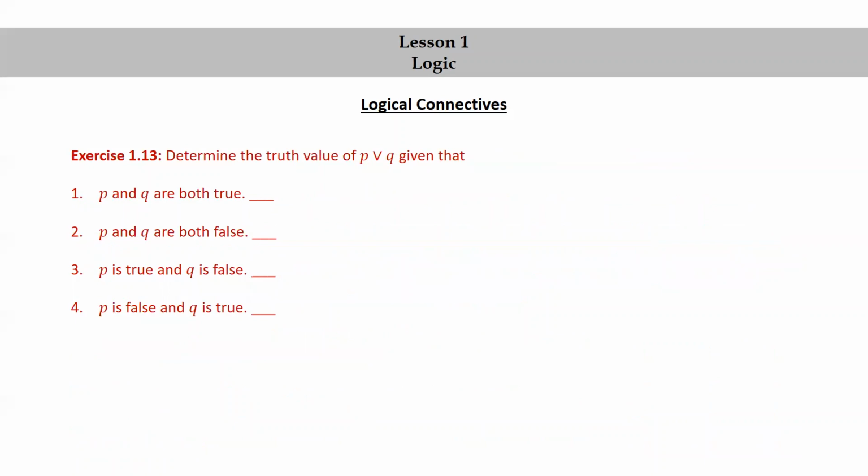Let's try another exercise. Determine the truth value of P or Q, given that P and Q are both true, P and Q are both false, P is true and Q is false, P is false and Q is true. Again, you should pause the video and try this exercise yourself first, then resume the video to check your answers.